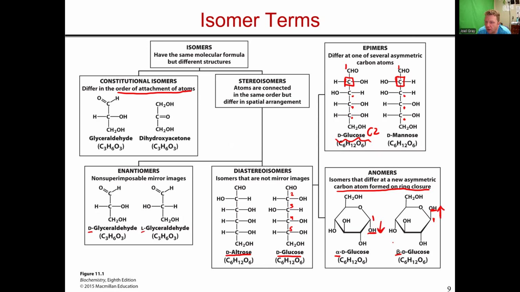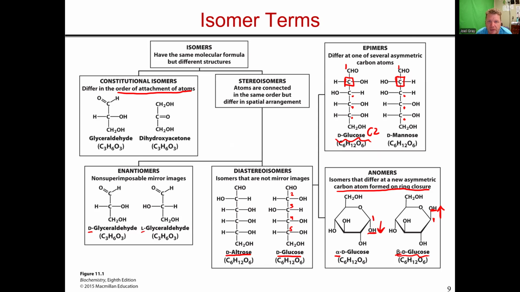If it is pointed down, it is the alpha anomer. If that hydroxide group is pointed up, it is the beta anomer. Now, the sorts of questions that you should expect from these are, I'll give you two structures of sugars, and I'll ask you what their relationship is. Are they epimers? Are they anomers? Are they diastereomers?